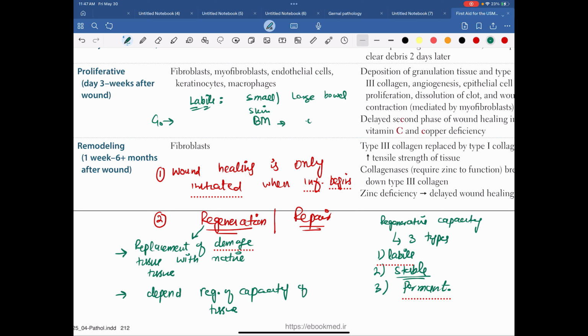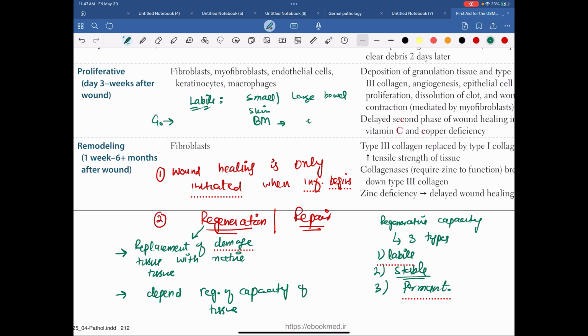So what are the examples? First of all, there is an example like the hepatocyte. Usually after damage, like if a person has a liver problem and the hepatocytes get damaged, then the remaining hepatocytes will undergo hyperplasia, and that will lead to the formation of new cells.